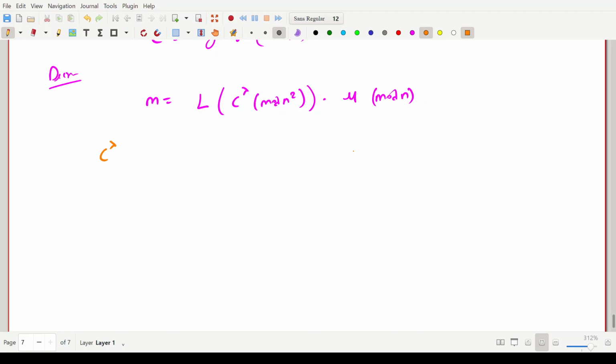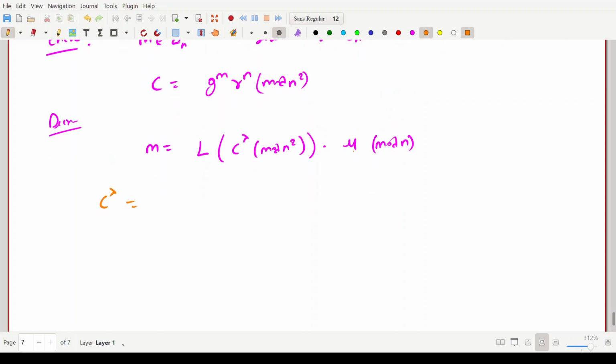C raised to lambda. Let us see. What is your C here? G raised to M, R raised to N. Okay, this is C raised to lambda modulo N square. I would like to calculate this.